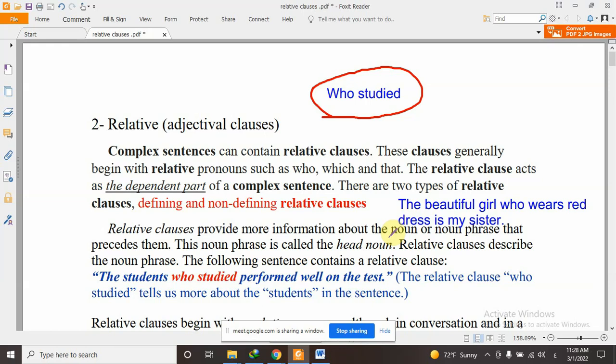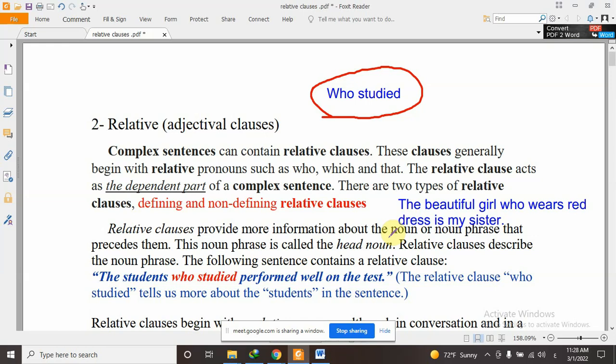The relative clauses, they are relative. Why? Because they are adding some information to a preceding noun or noun phrase. Some of these relative clauses are called adjectival if the ideas that are related to the noun are a kind of adjectives.